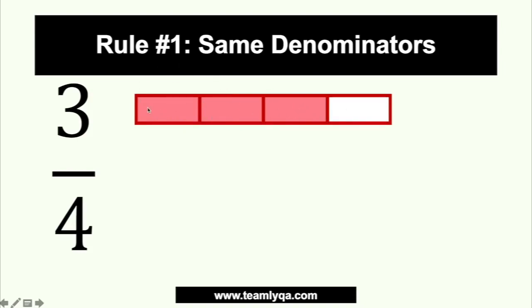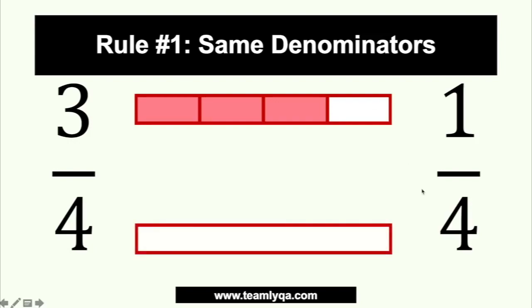Kulang siya sa isa. 3 parts out of 4. Now, if you're given a number like 1/4, okay? So, again, it's still 1. Nahahati pa rin sa 4 na parts kasi 1 over 4 siya. Okay? Kaya lang ang difference is, isa lang yung part na counted. Ito lang, 1 over 4.